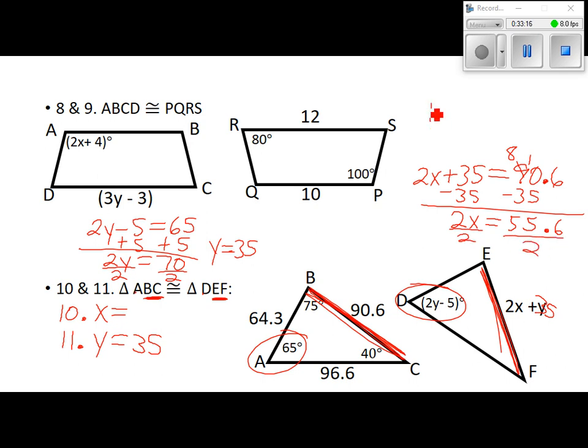And I'm just going to come up here. I don't have a calculator. So 55.6 divided by 2, 2 will go into 55 twice, that's 4. 2 will go into 15 7 times, that's 14. 2 will go into 16 8 times, that's 16. Comes out 27.8. So x equals 27.8.